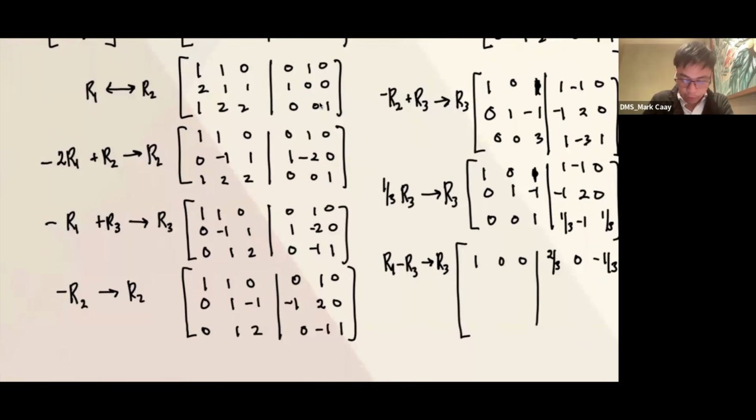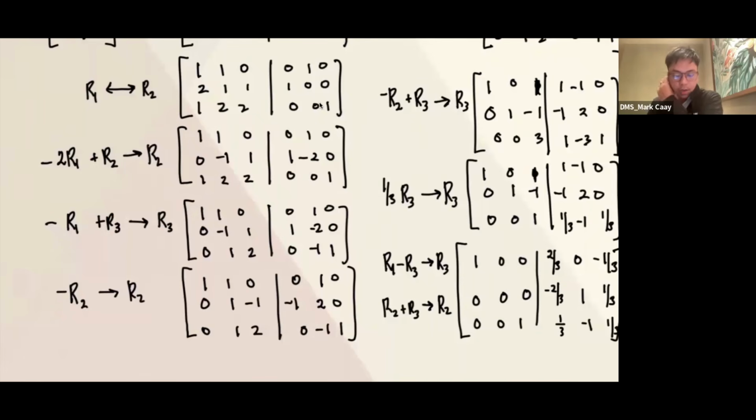And then my R2, I'll do it together: R2 plus R3 becomes R2. So this is 0, 0, 0 na to kasi nag-add tayo. This one is negative 2/3. Okay, and then this one is 1, and this one is 1/3. And then also this one is 0, 0, 1. I have 1/3, negative 1, 1/3.